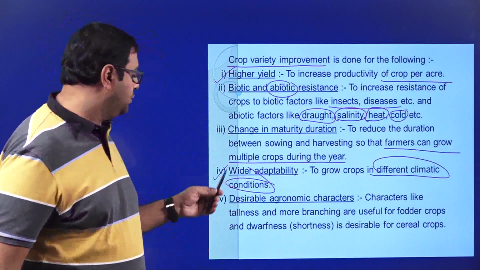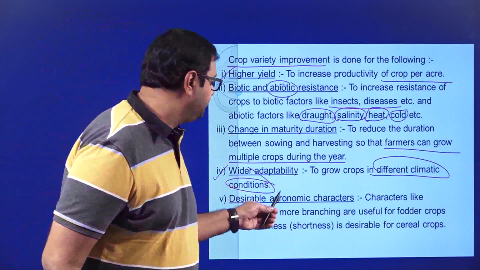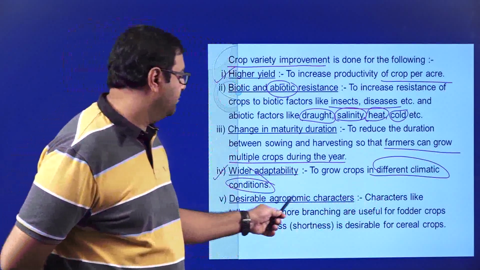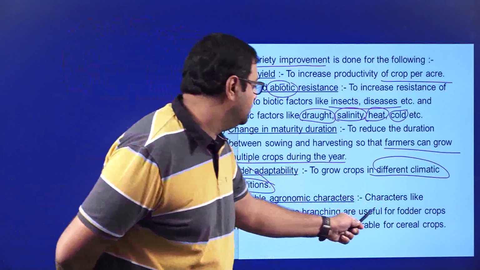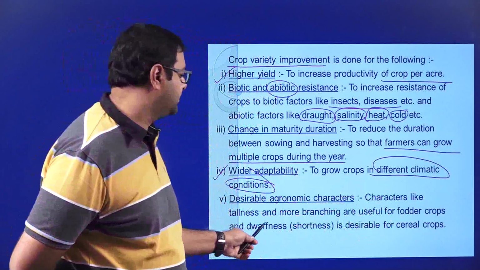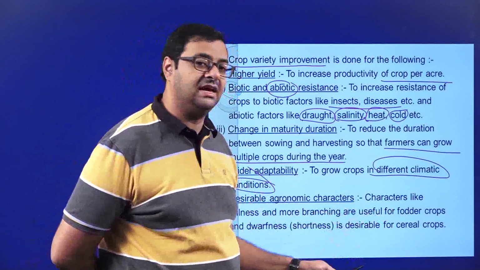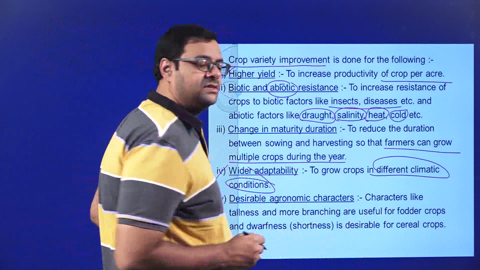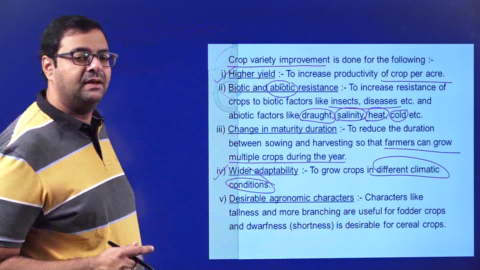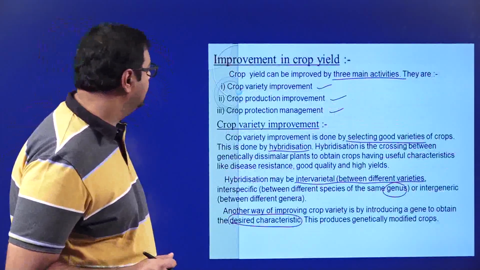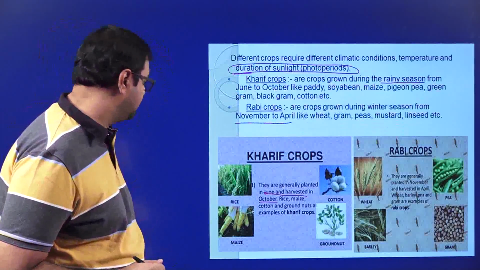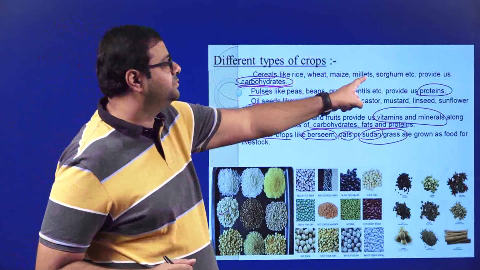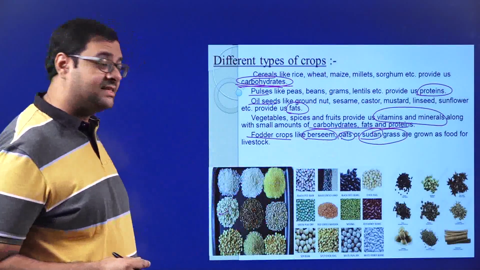Then you have desirable agronomic characters. Characters like tallness and more branching are useful for fodder crops, and dwarfness, shortness, is desirable for cereal crops. Cereal crops you have already seen. Let us go back and see which cereal crops we discussed earlier: rice, wheat, maize, millet, sorghum, etc. These are basically the cereal crops.